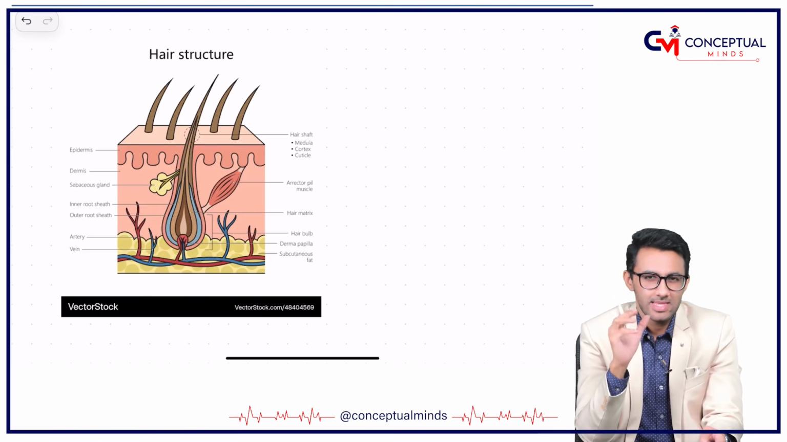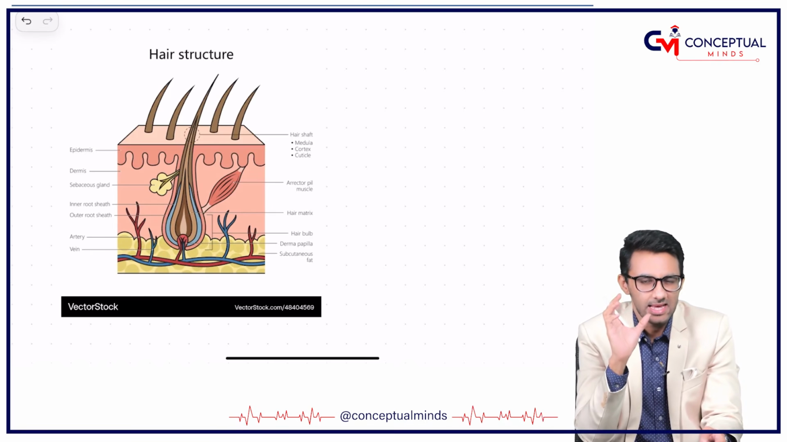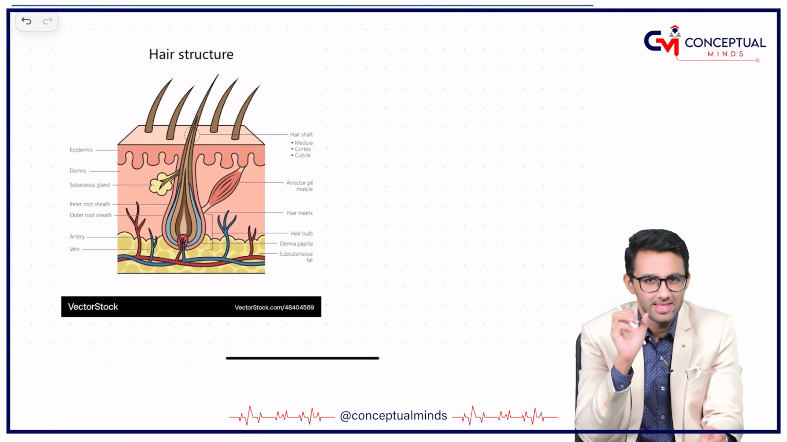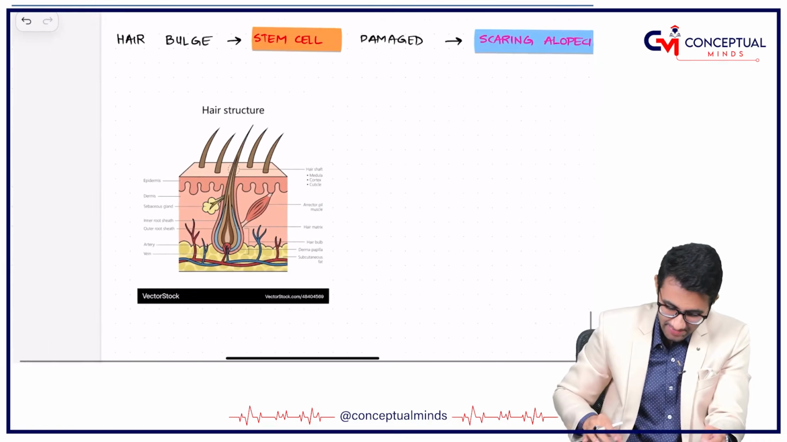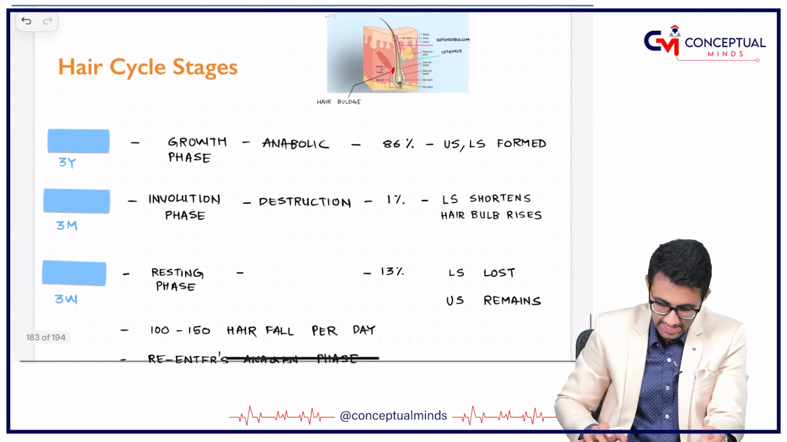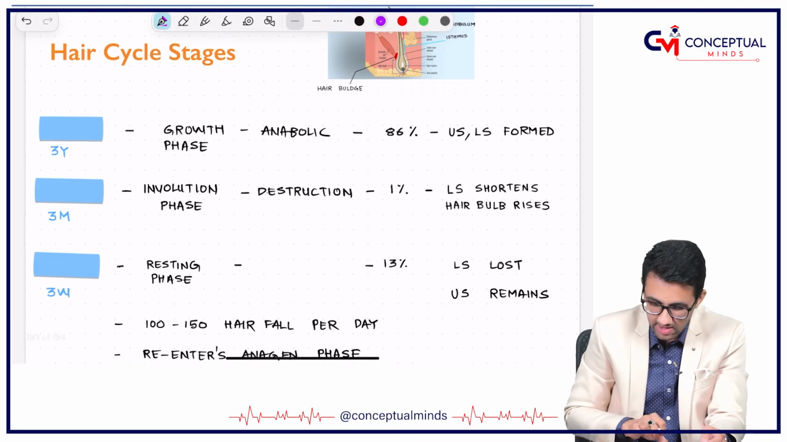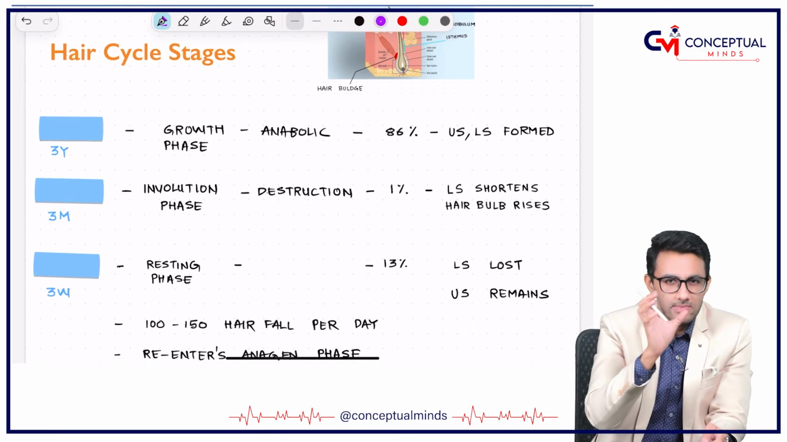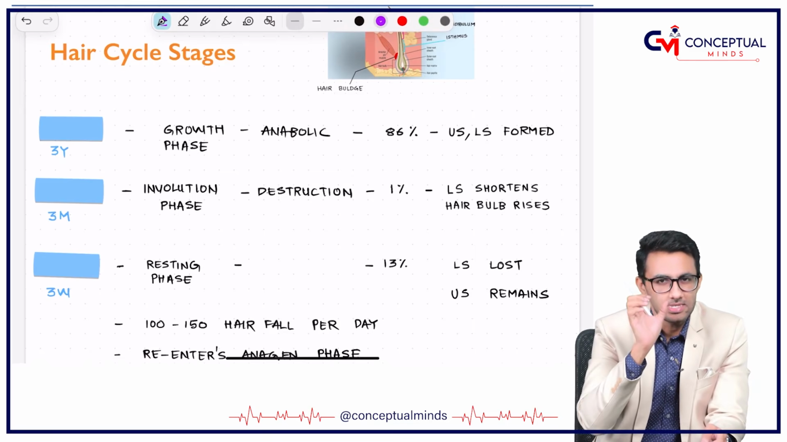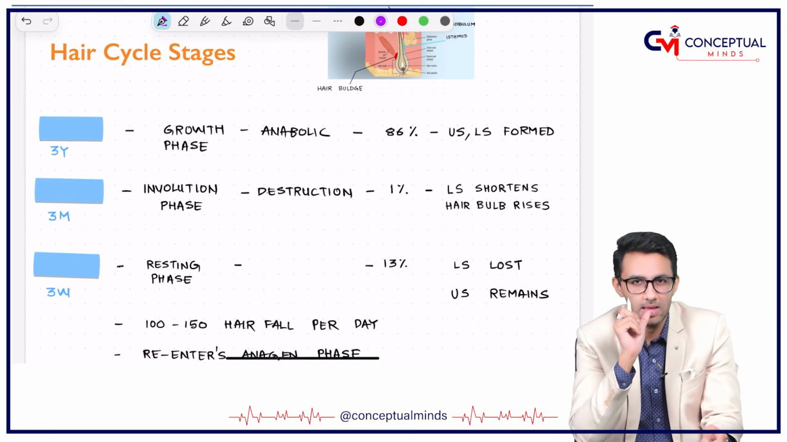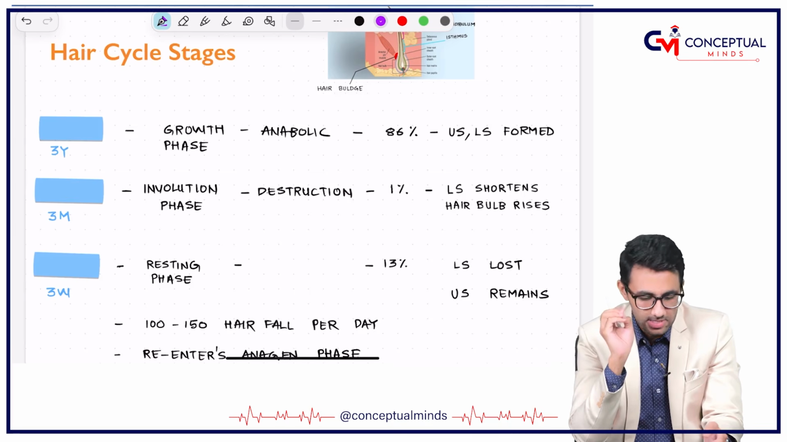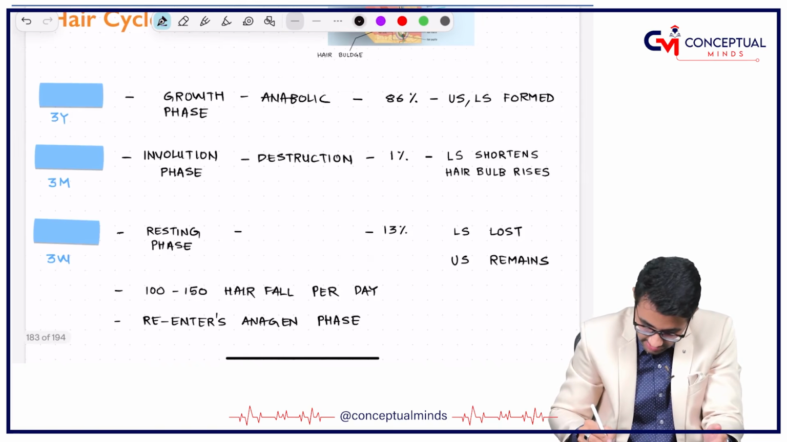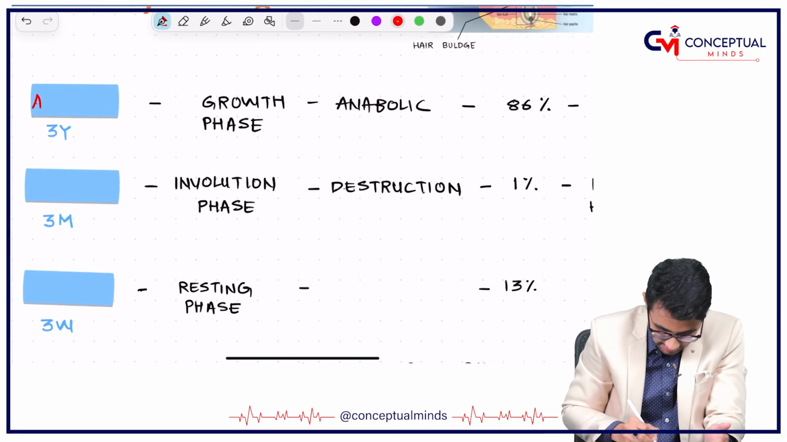Let us go on to the next topic, that is the hair cycles, the stages of hair cycle. The famous mnemonic is ACT. Everybody knows the hair cycle stages 100%, but what we don't know properly is the mechanism. In anagen, what happens? In the telogen phase, what happens? So we'll read about this. First one we have over here is the anagen phase.